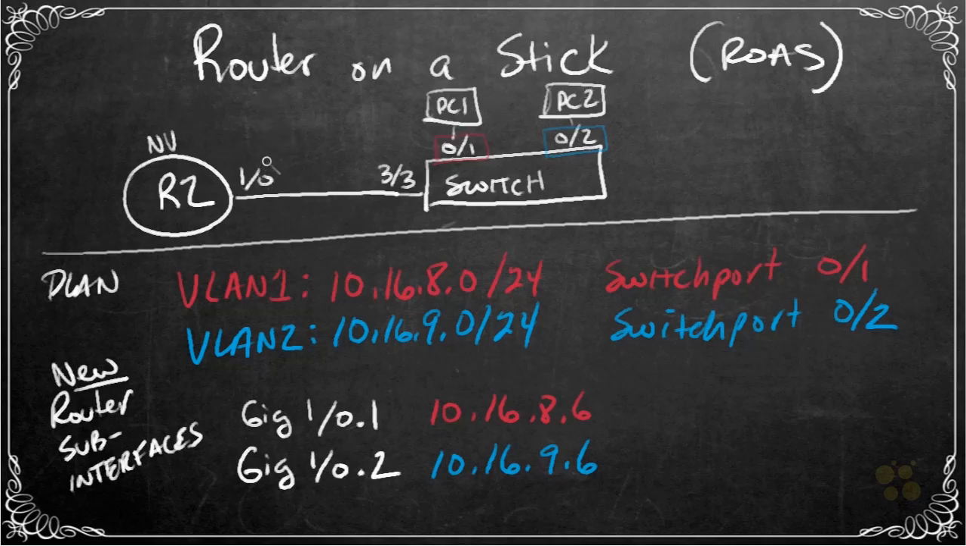And then on the router 1/0, instead of using the physical interface with its IP address right there, instead we're going to create two sub-interfaces, a .1 and a .2. And we'll have gig 1/0.1 support the VLAN 1 traffic, and we'll have gig 1/0.2 support the VLAN 2 traffic.